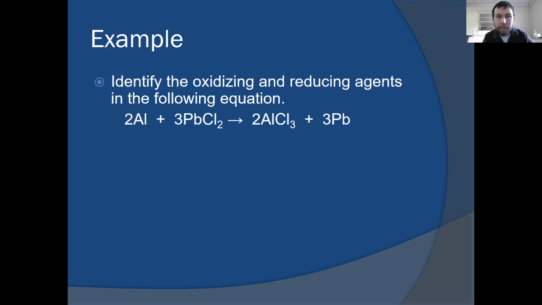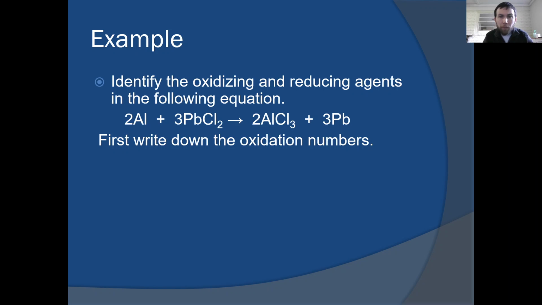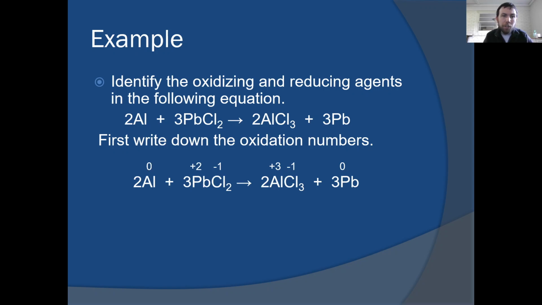So if we look at the following reaction, you've got the reaction of aluminum with lead(II) chloride producing aluminum chloride and lead. In order for us to identify the oxidizing and reducing agents, we're going to need to first identify the oxidation numbers for all of our substances in this particular reaction. So we write down those oxidation numbers, and we should find that the aluminum on the reactant side has an oxidation state of 0. The lead has a +2 in the compound, then -1 for chlorine in the compound.